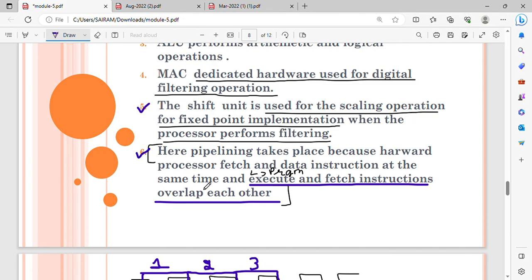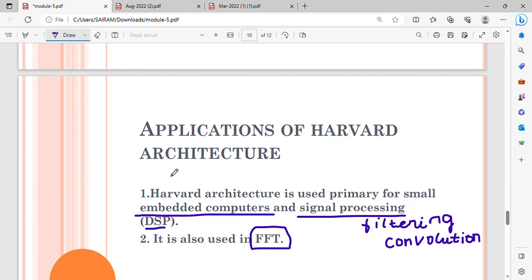So suppose to write with respect to pipelining with respect to Harvard architecture, and then you are going to write with respect to applications of Harvard architecture, that is where it has been used, that is what we have written here. So this is applications of Harvard architecture you are supposed to write.